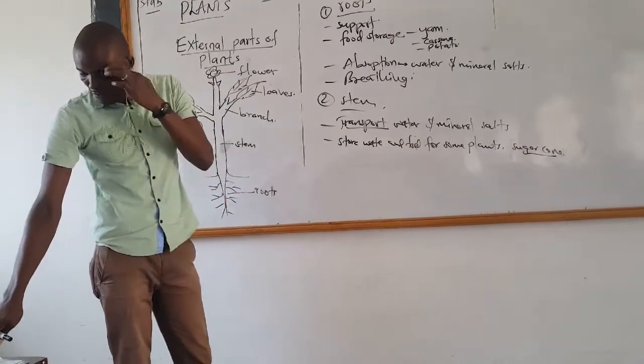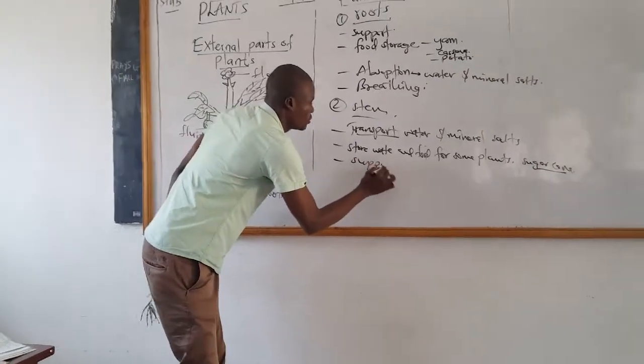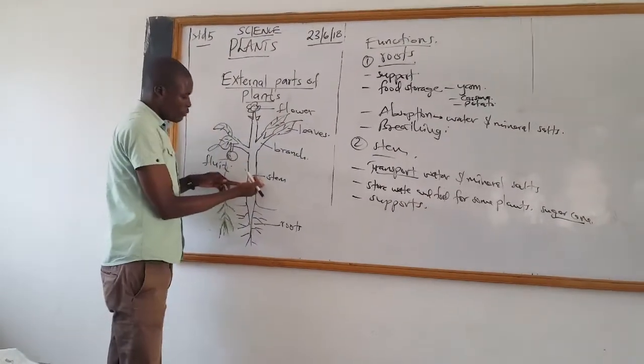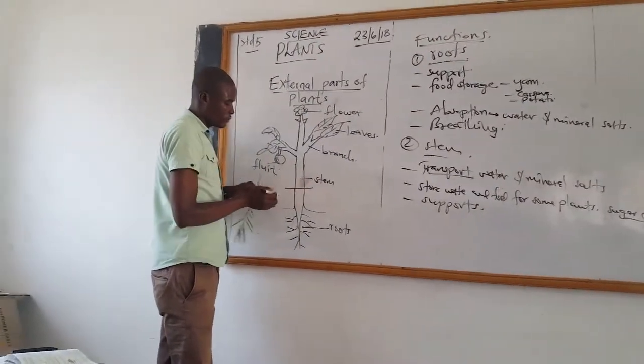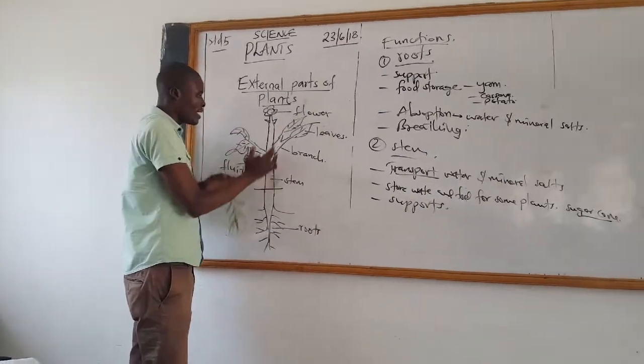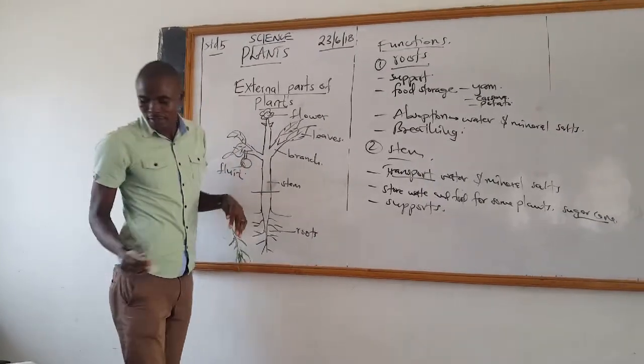And then we also have another one: it also supports the plant. Look at, for example, my tree here. In case I cut here now, this tree will fall down. So meaning without the stem, other parts of the plant are not protected. So it also supports the plant.